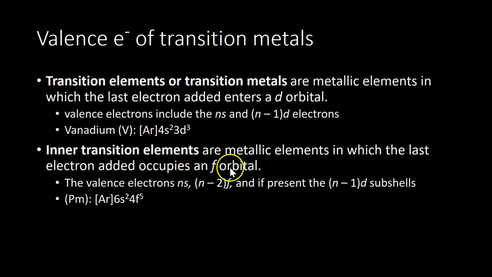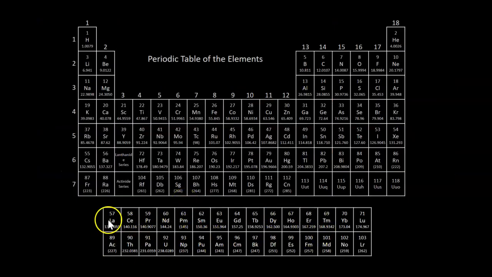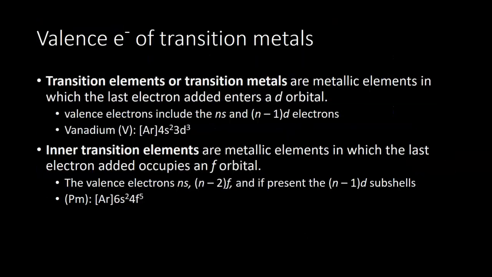Our intertransition elements are also metallic. In this case, though, their last electron occupies an f orbital. So these are the elements down here. They're called the lanthanide and actinide series. When you're putting electrons in, the last electron for these elements is going to be allocated into an f orbital, so we call this the f block. Their valence electrons are ns and then (n minus 2)f and sometimes (n minus 1)d. So it gets a little bit complicated with them.